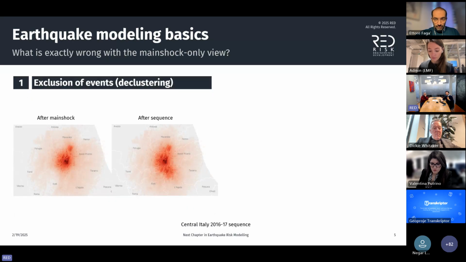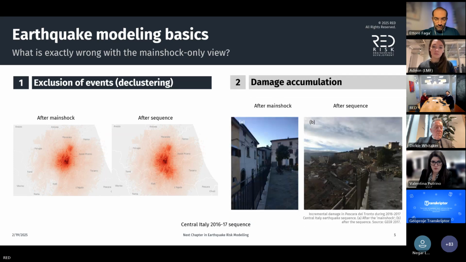Now, the first face of the coin was the exclusion of events. This is very obvious. Now we are completely disregarding the dependent events, and that results in us essentially neglecting the footprint of intensities that the entire sequence generates as opposed to just the main shock. Less obvious is the damage accumulation component, and this is essentially the notion that buildings, to take buildings as an example, are more likely to get further damaged as they get damaged.